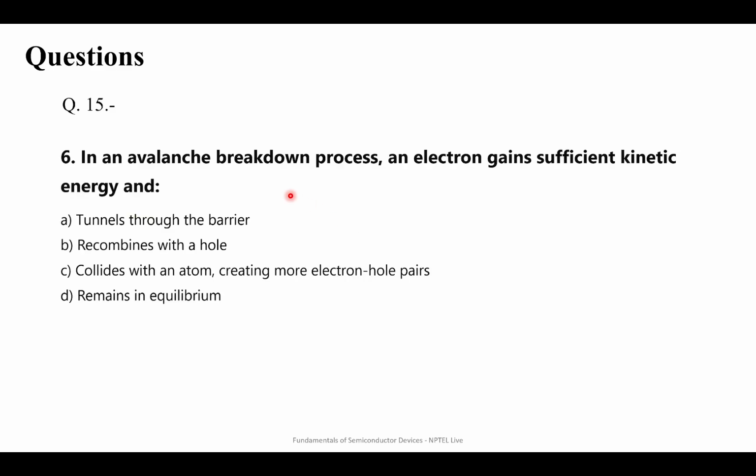Now, in an avalanche breakdown process, an electron gains sufficient kinetic energy and tunnels through the barrier, recombines with a hole, collides with an atom creating more electron hole pairs, or remains in equilibrium.